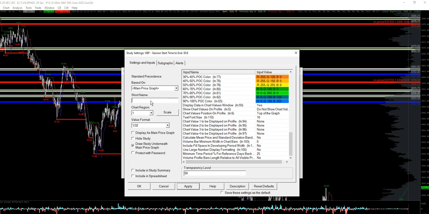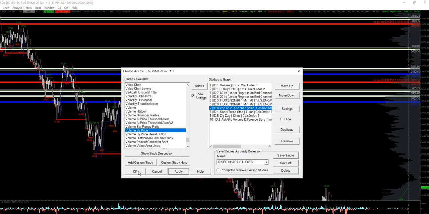Then you can just name this. I call it volume by price on, let's say, 20-second chart. That's my 20-second chart. And then you could save this as a setting, as default. Okay, I'll show you how that works.